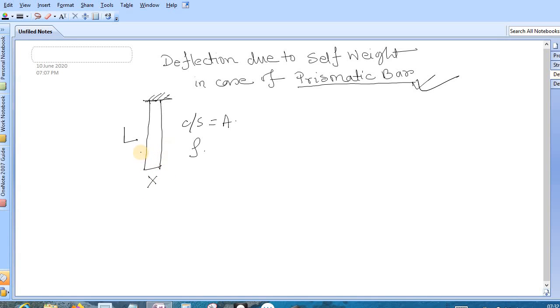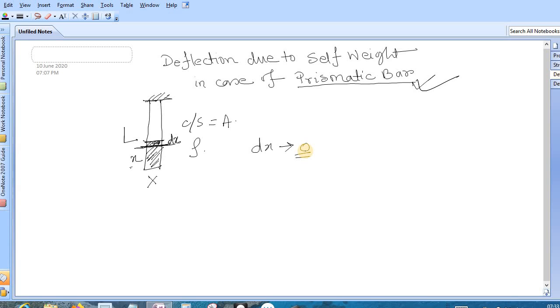Okay, so at any distance from the bottom, let's say x, consider any cross section. So what is the load being applied here? The load due to this portion. Clear? And consider a very small zone of thickness or length dx, where dx is very small, which tends to almost 0.